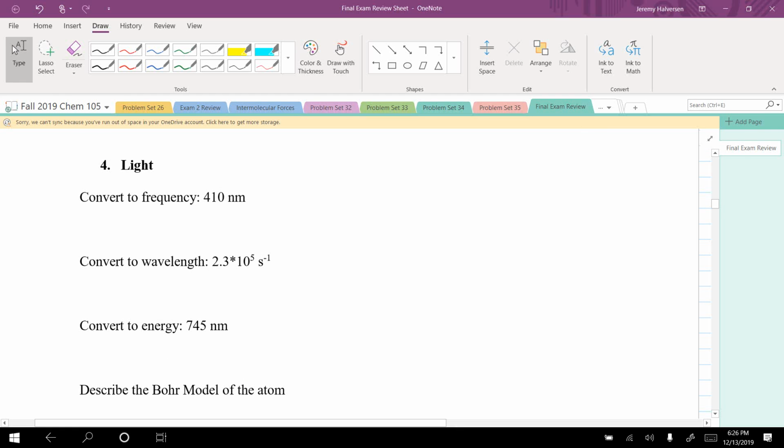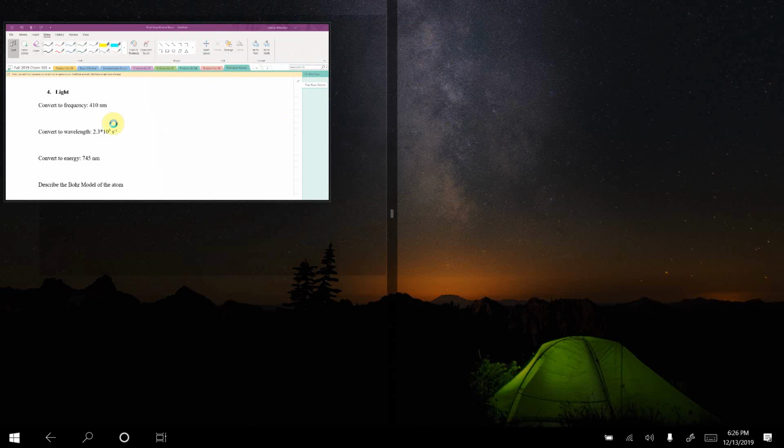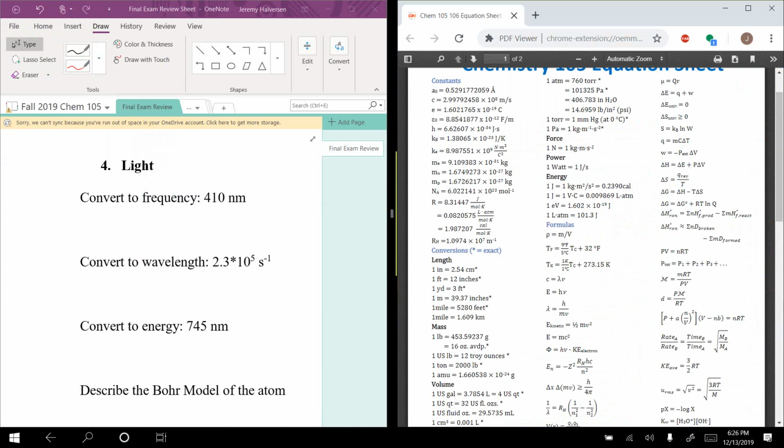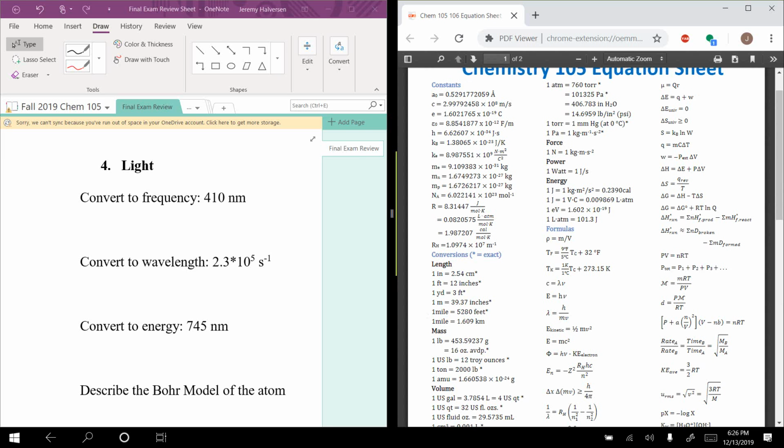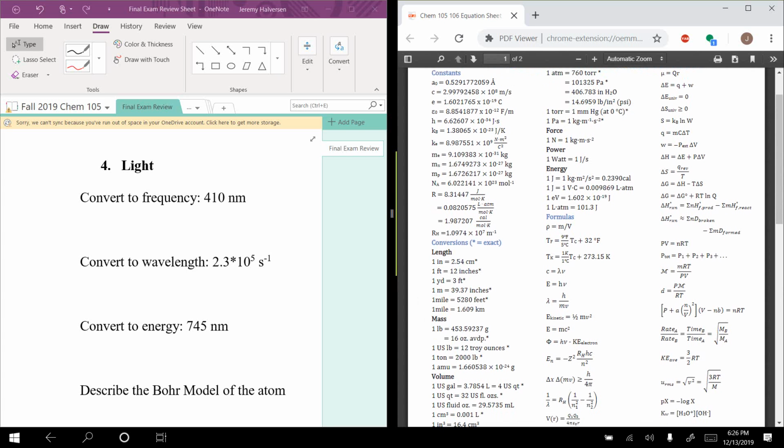Do you guys want the equation sheet? This is when you all say, wow, Jeremy, you're so prepared. Thanks, guys. Can you even read it? If you can't read it, look it up.